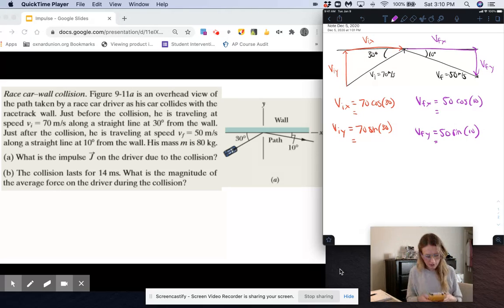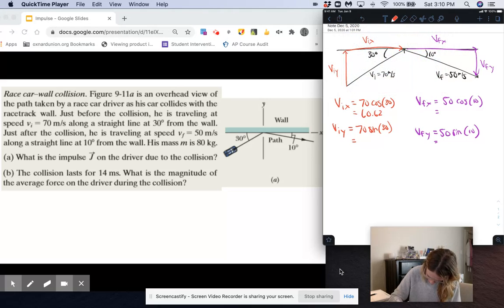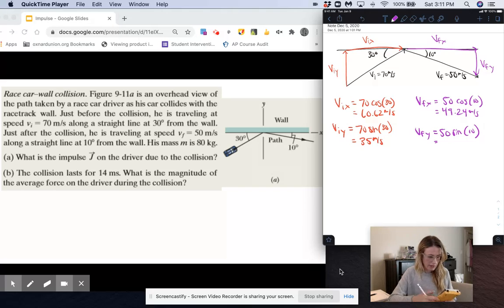So we'll do all that in our calculator. 70 times cosine of 30 is 60.62 meters per second. And of course, sine of 30 is 0.5, so this is 35 meters per second. And then 50 times cosine of 10 is 49.24. And then 50 times the sine of 10 is 8.68.